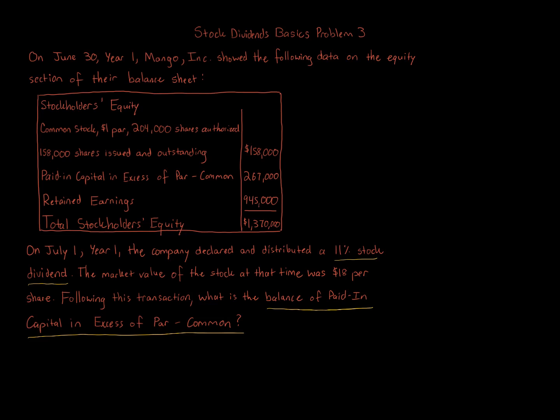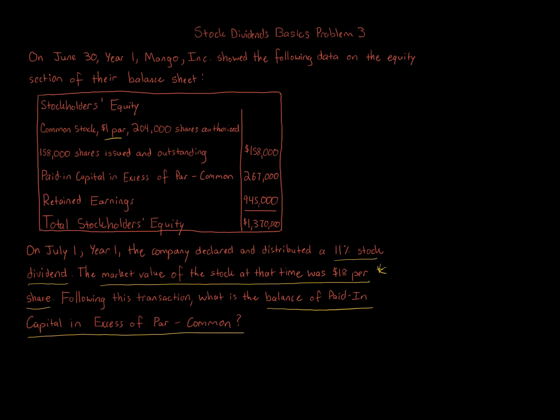Now, we're given some information, June 30th, Year 1, Mango Inc., and we're told, again, 11%. We're told the market value of the stock at that time was $18 per share. That's going to be important because if you're doing par, then you focus on the par amounts. If you're doing the paid-in capital in excess of par, you need to know both the par and the market amount at the date of issuance. Now let's go through the information.